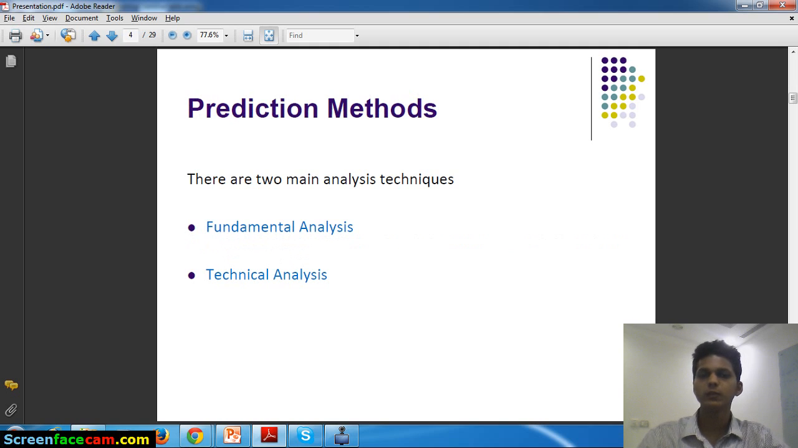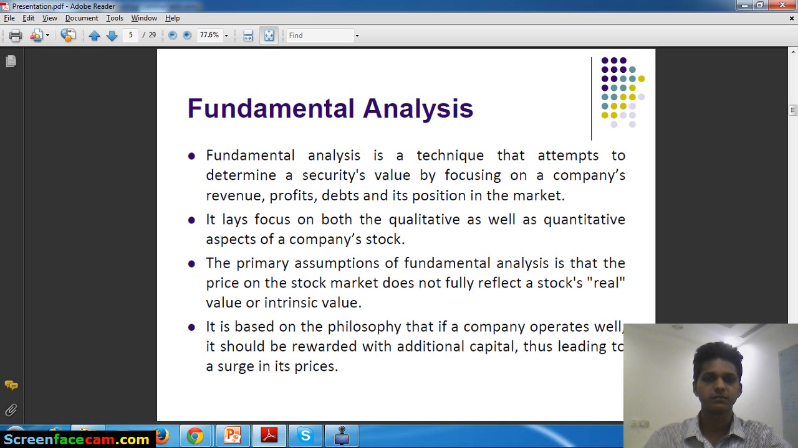So there are basically two main analysis techniques or prediction methods, as we could say. These are the fundamental analysis and technical analysis. So to begin with, we'll talk about fundamental analysis. Fundamental analysis is a technique that lays focus on the fundamental aspects of a company. So those fundamental aspects could be the company's revenue, its profits, its debts, or even its position in the market.